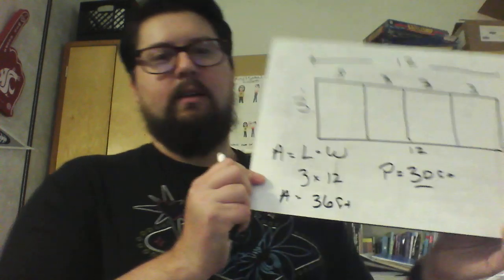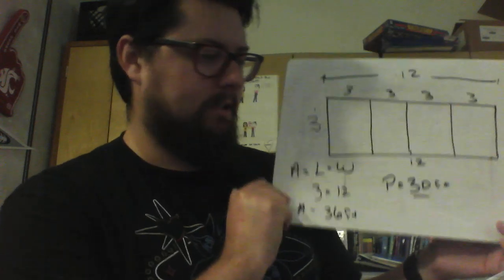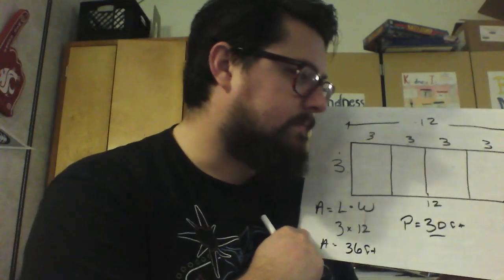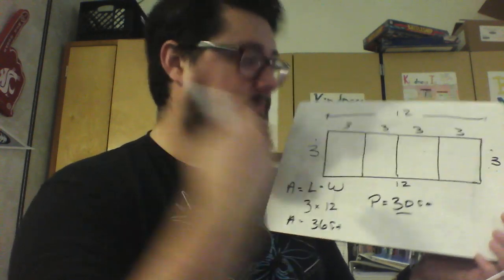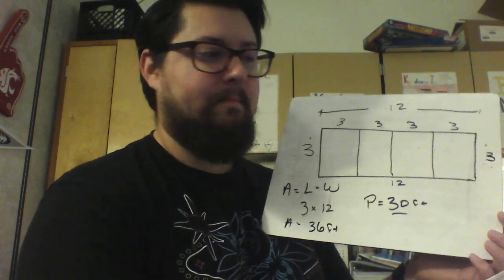3, 6, 9, 12, 15, 18, 21, 24, 27, 30, there's 10, 33, 36, there's 12. I know that the area is 36 feet. The area equals 36 feet. Okay, anything else we need to do there? Wonderful. This was the entire problem set.